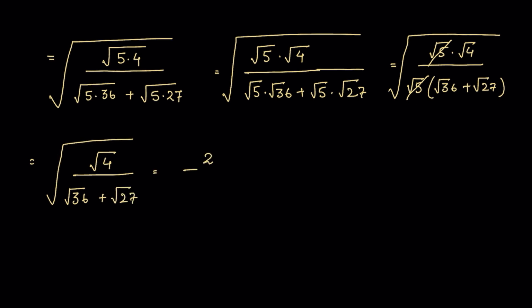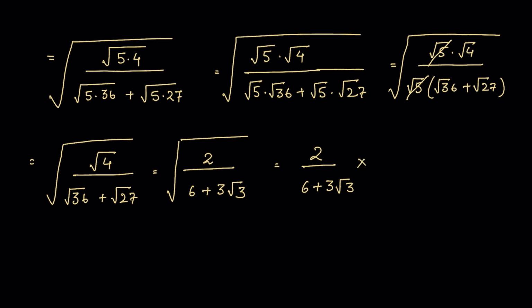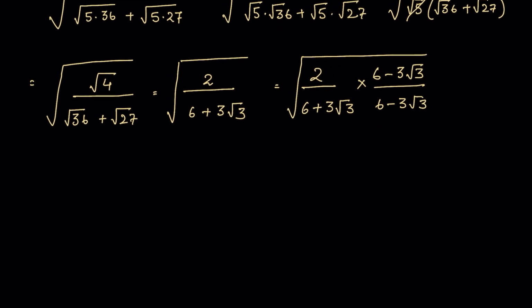Square root of 4 is 2, square root of 36 is 6, plus square root of 27 we can write 3 times square root of 3, then all under square root. Now let's rationalize the denominator. So 2 upon 6 plus 3 times square root of 3, then times 6 minus 3 times square root of 3, the conjugate of denominator, then upon 6 minus 3 times square root of 3. We multiply and divide by the same conjugate. This is called rationalizing the denominator.